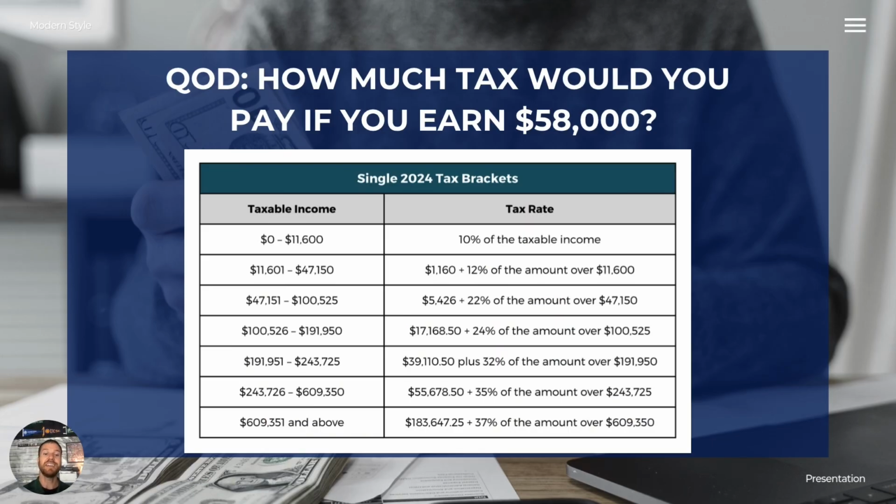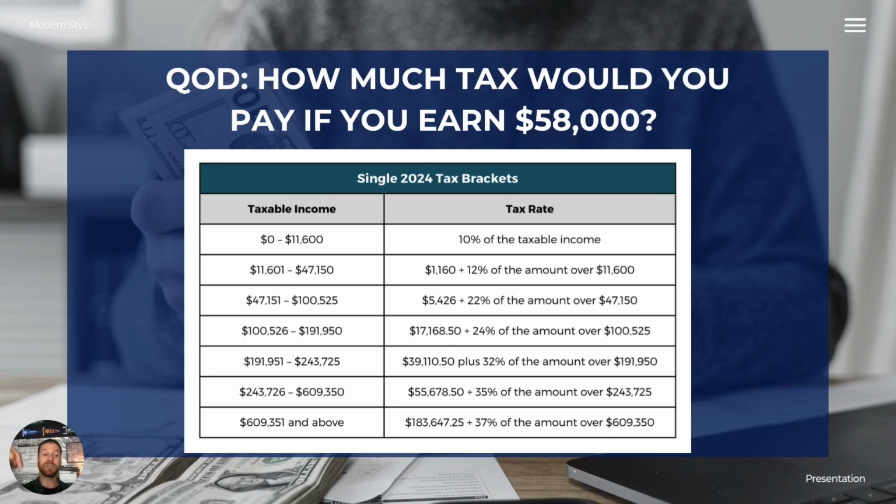The question of the day: how much tax would you pay if you earned $58,000? Well, in this particular case, we're going to say that you actually earned $73,000 for the year in gross income. But because you have that $15,000 standard deduction, we take that $73,000 minus the $15,000 standard deduction, and that leaves us with taxable income of $58,000.